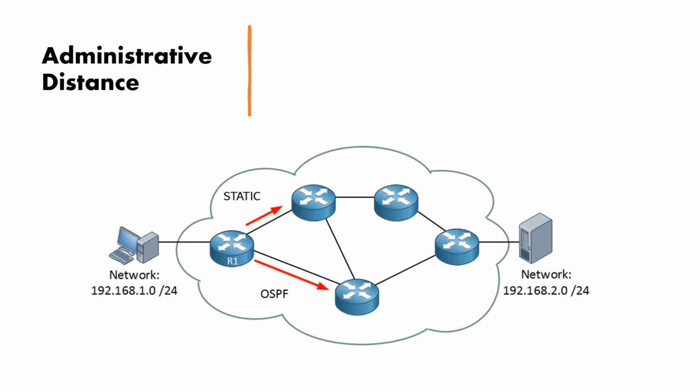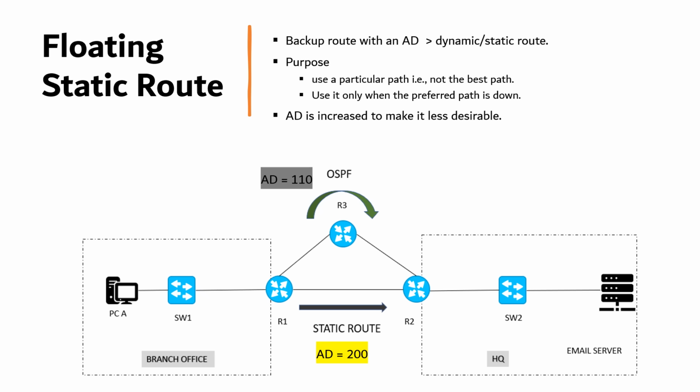A floating static route is a backup route with an administrative distance that is higher than the dynamically learned route or another static route. The purpose of a floating static route is to use a particular path to a destination network that is not the best route, but is used only when the preferred path is down. So the administrative distance of a static route can be increased to make it less desirable than that of another static route, or a route learned through a dynamic routing protocol.